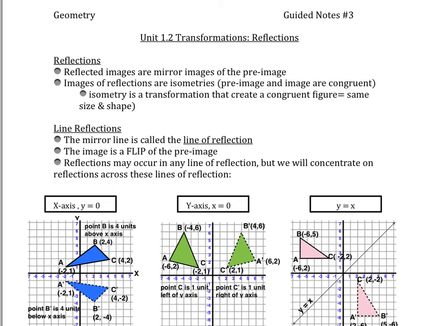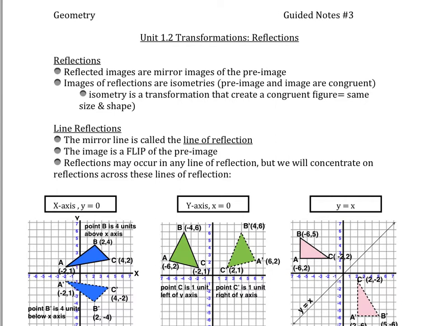Hi everyone, today's lesson from Unit 1.2 is about a specific type of transformation called a reflection. In a reflection, reflected images are the mirror images of the pre-image. Images of reflections are isometries. In other words, the pre-image and the image are congruent.